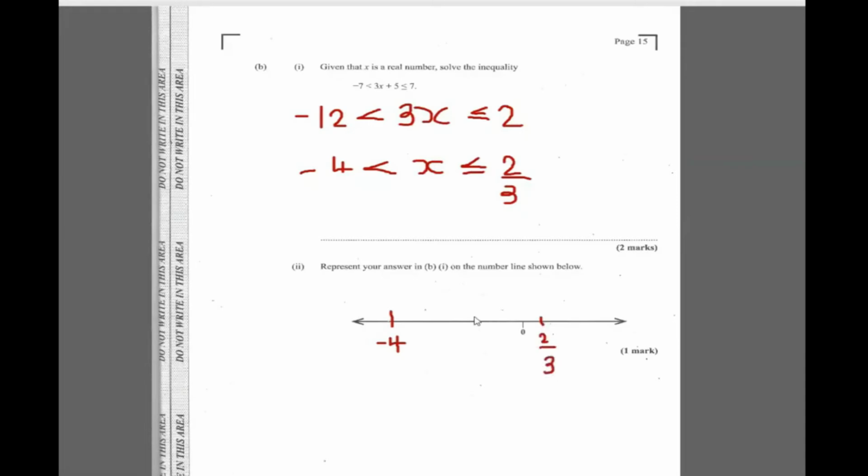Now the solution for x is between -4 and 2/3. So I'm going to put a circle here and put a circle here and connect them. This is the solution. But it says less than or equal to, so I'm going to have to shade this circle here to show that this is also part of the solution, that x can be 2/3. So x is between -4 and 2/3, and that's how you represent it on a number line. This is so easy, nice and easy.